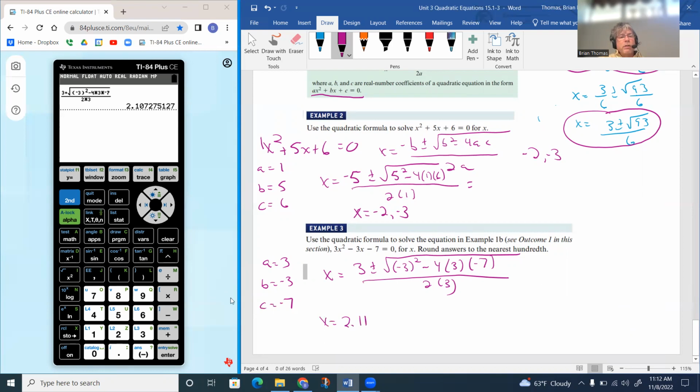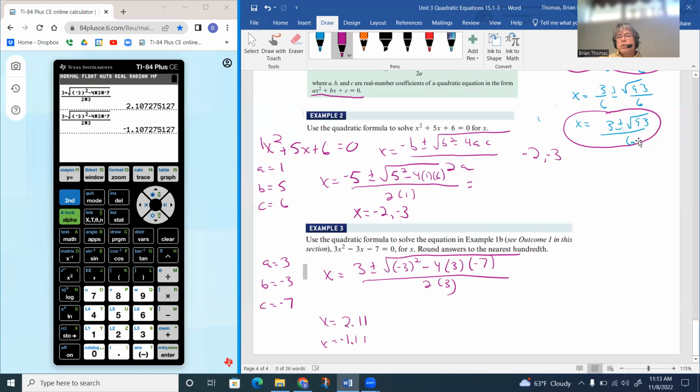So if I go up there and highlight this, use my directional pad, highlight that, hit enter, it brings it down. So now I want to just use my directional pad, get inside there, work my way over to where the plus sign is, and change it to a minus sign, hit enter. That gives me then x equals -1.101. So 2.11 and -1.11.